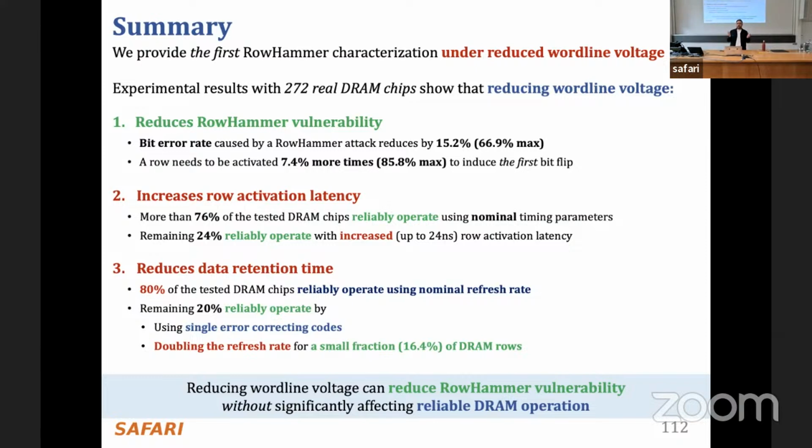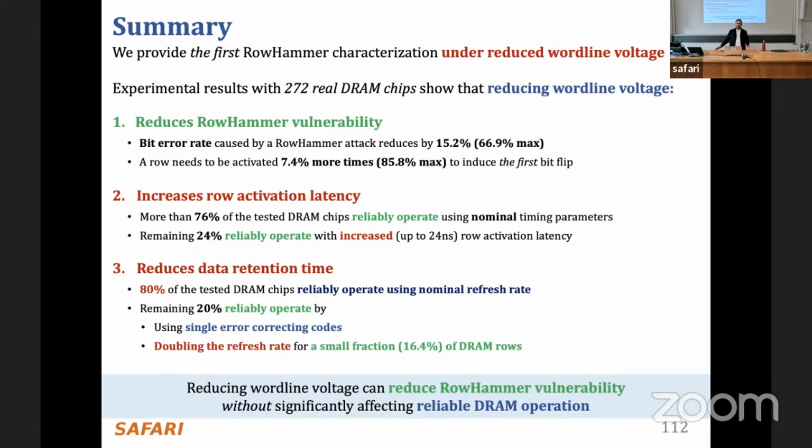So what we expected and observed is that when we reduce the magnitude of this voltage toggle, we can reduce RowHammer vulnerability. As a result, we observed that we can reduce the number of bit flips in a test, and also increase the necessary hammer count to induce a bit flip quite significantly. And this comes at the cost of increasing the row activation latency, or memory access latency, and reducing the data retention time, which requires you to refresh DRAM cells more frequently.